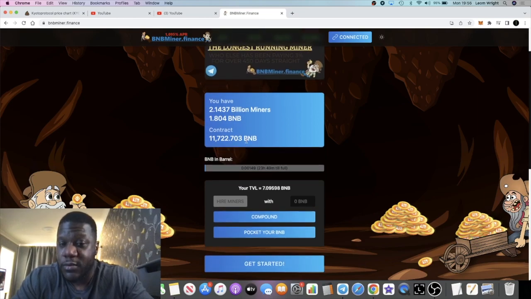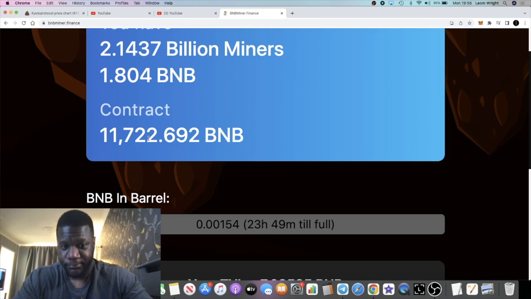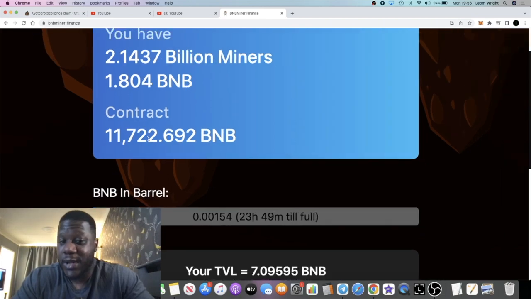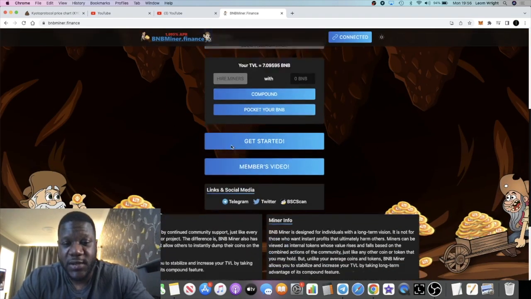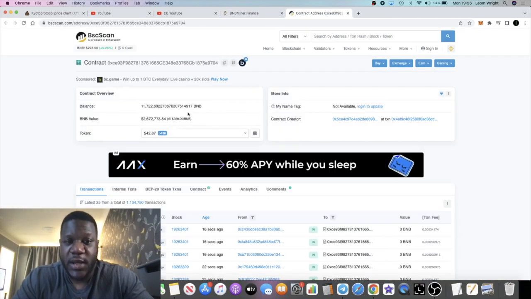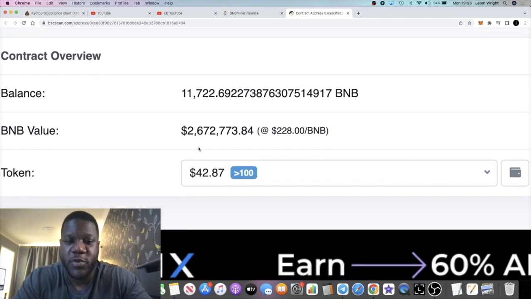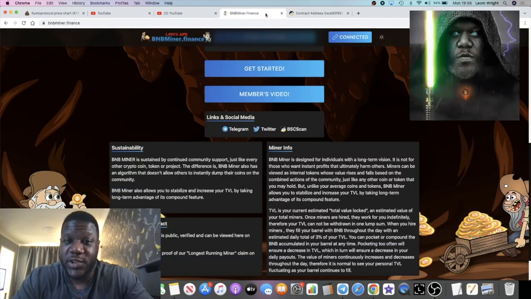The contract keeps growing. When I spoke about it the other day, very briefly, it was at about 11,050 BNB. Within a couple of days, it's gone up by another almost 700 BNB. This contract is a beast. You can actually check the verified contract. It's a public contract. You can see that the money is right in there: 11,722.69 BNB. That's almost $2.7 million in this contract. So, the blockchain doesn't lie.